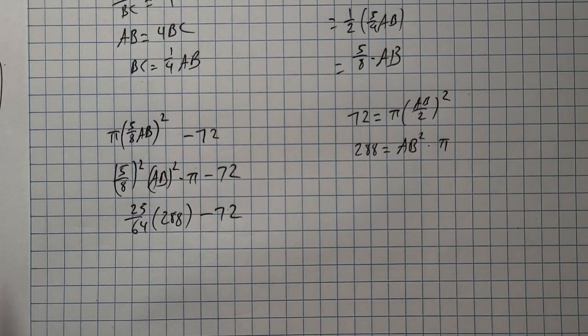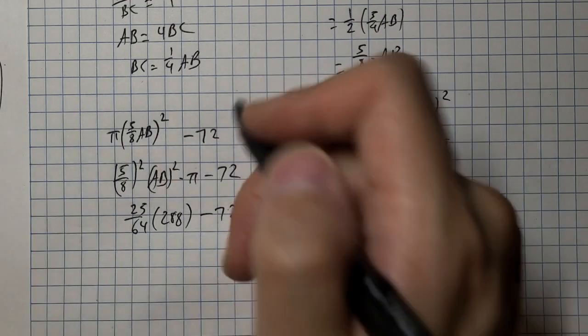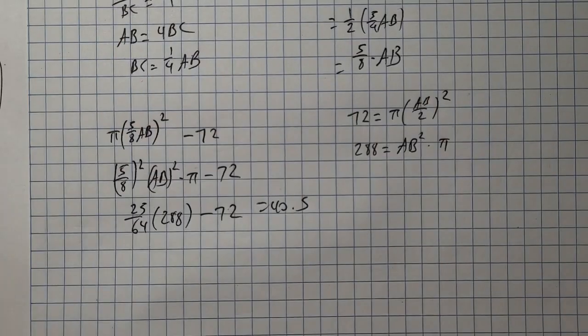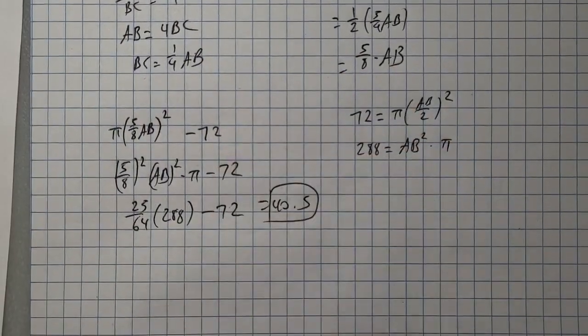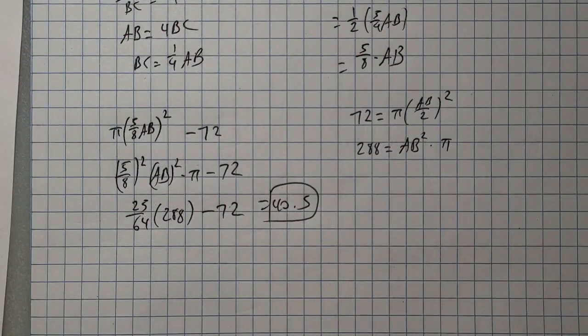So 25/64 times 288 minus 72. This is 40.5. Is that the answer? Yes. Okay, finally got it. This was a more challenging one.